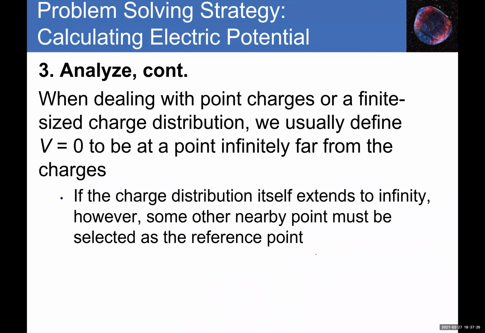Okay. So when dealing with a point charge or a finite-size charge distribution, we usually define V equals 0 to be at the point infinitely far away. Again, because when we're computing the change in potential or change in potential energy, it's always simpler when the other point is infinitely far away and it's 0.